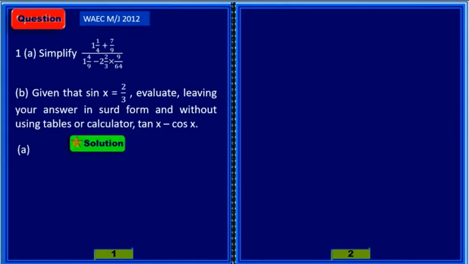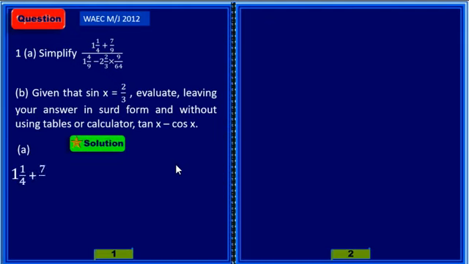We move straight to the first question in this presentation. Question number 1. Simplify the given fraction. 1b. Given that sin x is equal to 2 over 3, evaluate, leaving your answer in surd form and without using tables or calculator, tan x minus cos x. Let's solve these questions together.